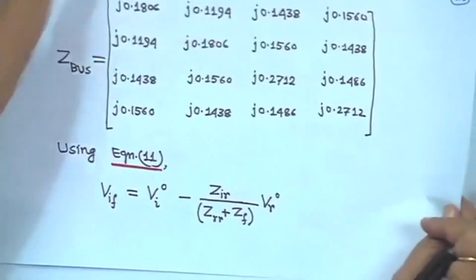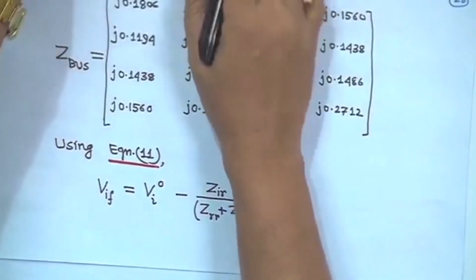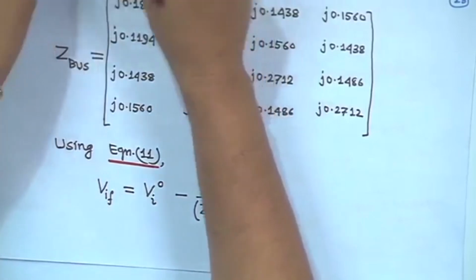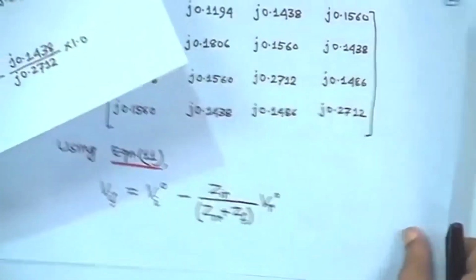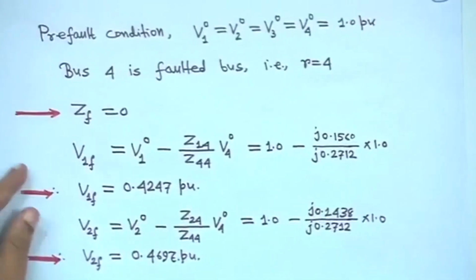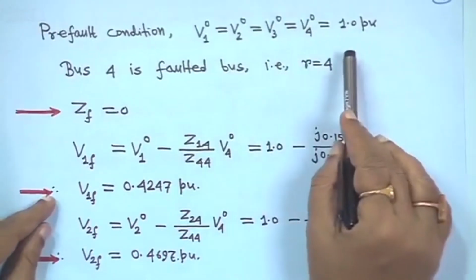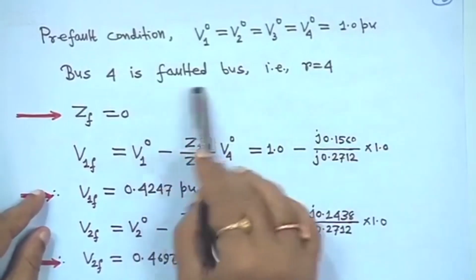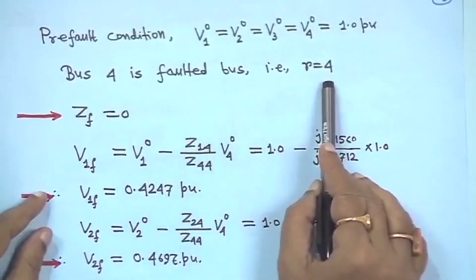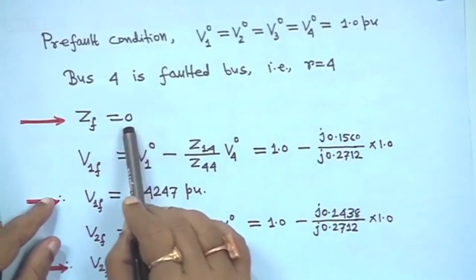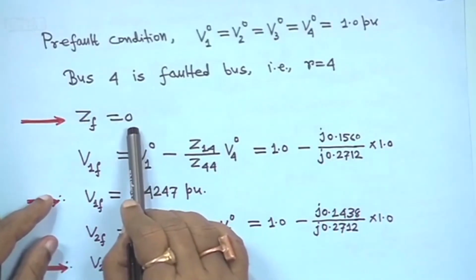So, now all pre-fault conditions: V1, V2, V3, V4 are all 1 per unit, and bus 4 is faulted, that is r equal to 4, the faulted bus, with fault impedance ZF equal to 0, because we have taken a solid fault.